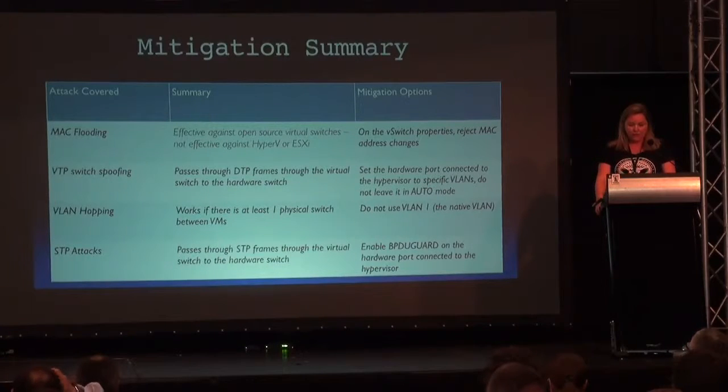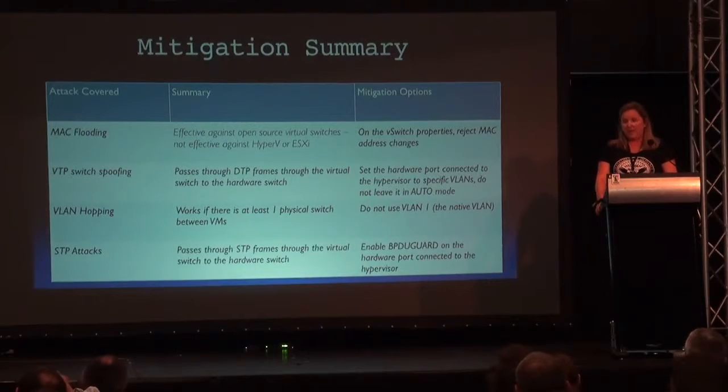VLAN hopping will work if there's at least one physical switch between the VMs, so don't use VLAN 1. And spanning tree attacks pass the spanning tree frames through the virtual switch to the hardware switch, so again, enable BPDU guard so you don't enter into any STP negotiations with any of your VMs.